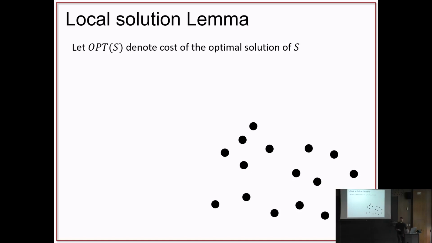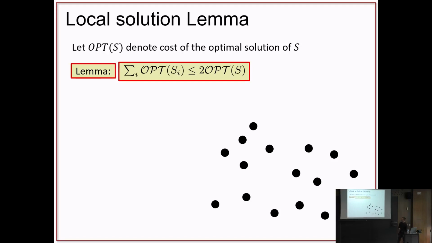Okay, so here's what I call the local solution lemma. Let opt(S) denote the cost of the k-median objective on the data points of S. The lemma says that the sum of all the k-median objectives on the individual machines is at most 2 times the cost of the optimal over the entire data set. There are 2 observations we can make to understand this lemma. The first is that the thing on the left should be a lot smaller than the thing on the right, because on the left we get to use m times k centers, and on the right we only get to use k centers because it's the global optimal.